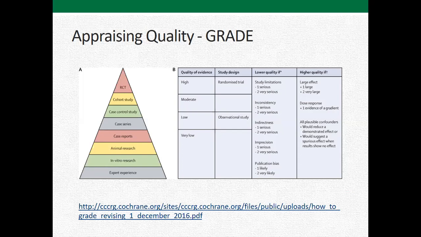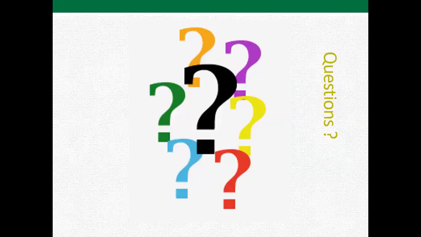Beyond GRADE, there are a lot of checklists out there that you can use to ask yourself questions as you go through. On that note, any questions? Yes. If you're interested in looking at the study design hierarchy, is there a way to search for a specific study design in PubMed, apart from a systematic review?